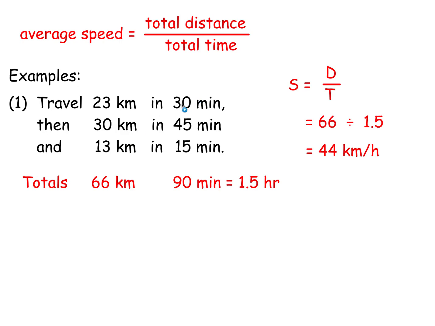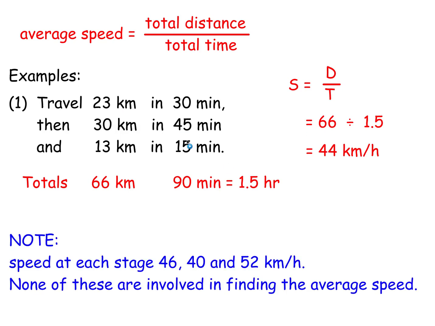At no stage do you work out that you've just gone 46 kilometres an hour, or here 40 kilometres an hour, and here 52 kilometres an hour. So at the three stages there, you're travelling at 46 kilometres an hour, then 40 kilometres an hour, then 52 kilometres an hour. But that's irrelevant. They don't get involved in any way. You simply want the total distance and the total time.